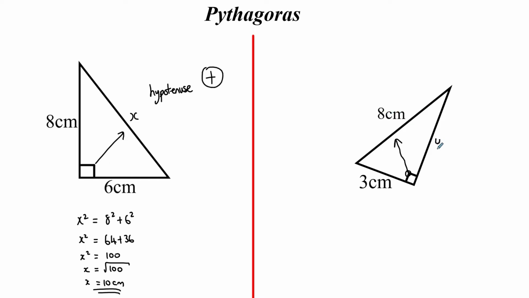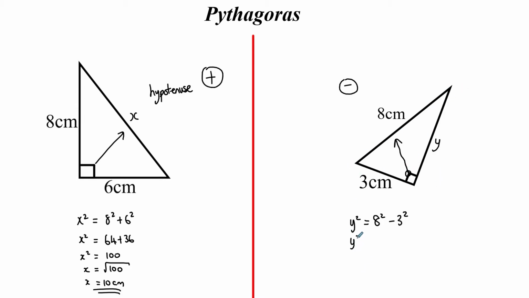If we call this y, our missing side, then we're looking for one of the short sides this time. If we're looking for a short side, then we take away. It's just a change of subject, rearranging the Pythagoras formula. So y squared equals 8 squared minus 3 squared, and it's a minus because we're looking for a short side of the right angle triangle. Remember there are two short sides and one hypotenuse, one long side.